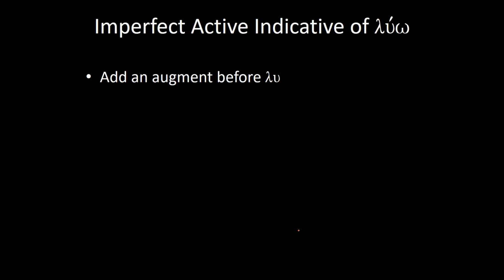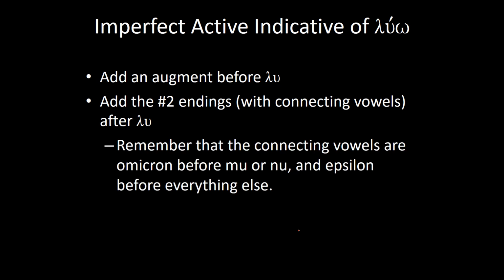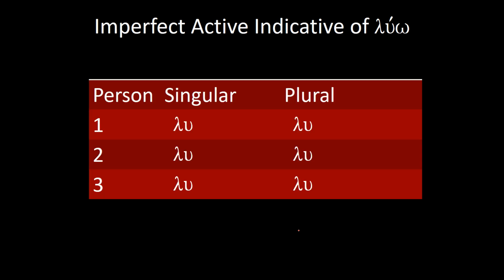So how are we going to form the imperfect? We're going to put an augment before the verb stem, an augment before lu. We're going to use the number 2 endings: nu, sigma, movable nu, men, te, nu, or son. We're going to use those. And we're going to use connecting vowels right in between. So remember the rule: omicron before mu or nu, epsilon before everything else. Omicron before mu or nu, epsilon before everything else. So here's our verb stem lu.